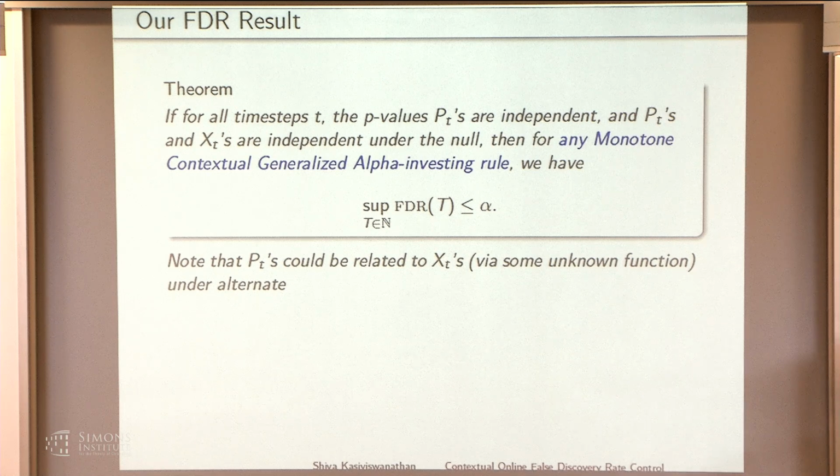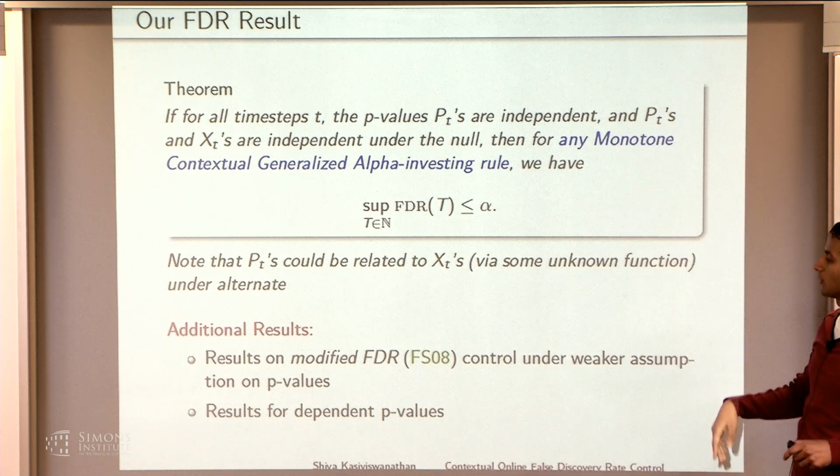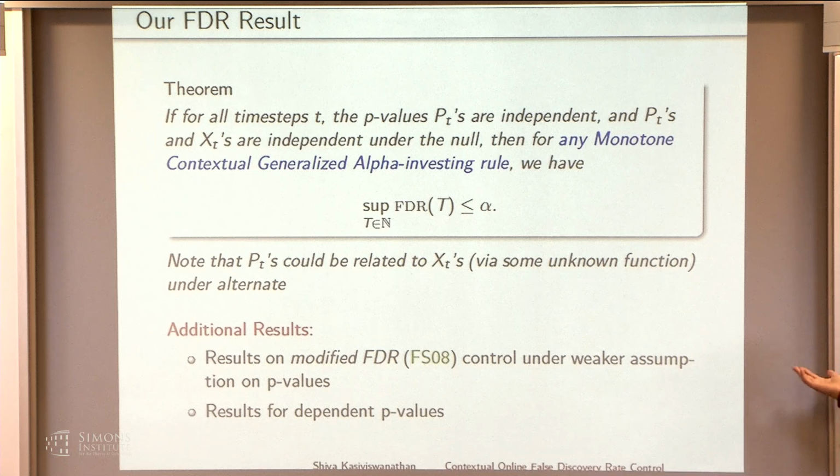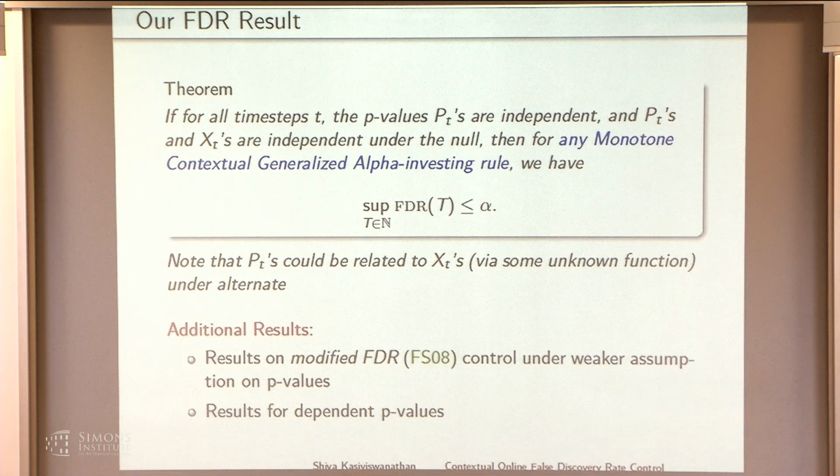They could be arbitrarily related under the alternate. And I think I answered this question. But this is not the only thing you can show. You can relax it: you don't have to be independent p-values. You can show weaker assumptions on the p-values, superuniformity, PRDS. You can actually have arbitrary dependence on p-values. You obviously have to be more conservative in that case.